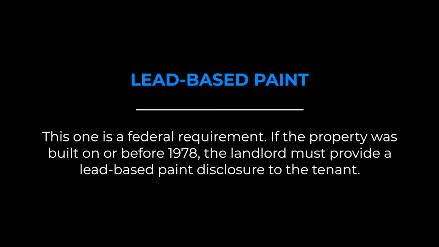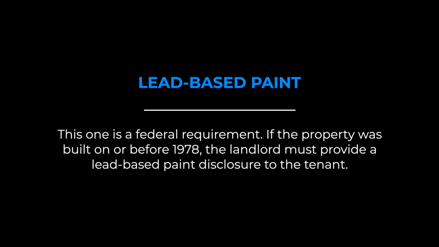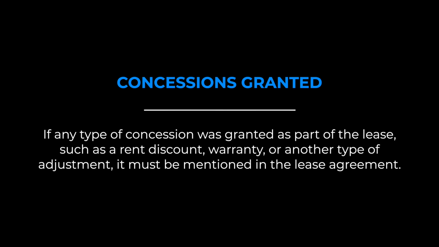Lead-based paint. This one is a federal requirement. If the property was built on or before 1978, the landlord must provide a lead-based paint disclosure to the tenant. Concessions granted. If any type of concession was granted as part of the lease, such as a rent discount, warranty, or another type of adjustment, it must be mentioned in the lease agreement. Failure on behalf of the landlord to include this information is considered a misdemeanor in Illinois.